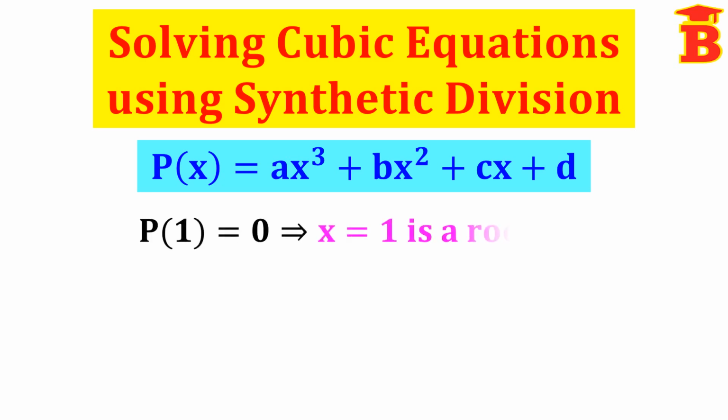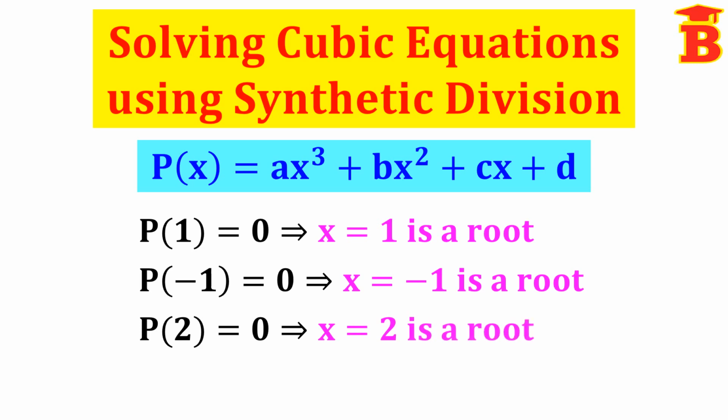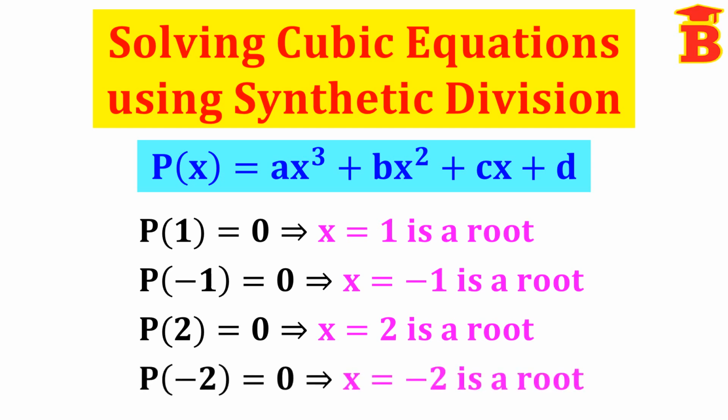If P of 1 equal to 0, then x is equal to 1 is a root. That means if we put x is equal to 1 here and if we get the answer 0, then x is equal to 1 is a root. Similarly, P of minus 1 equal to 0, then x is equal to minus 1 is a root. And also if we put x is equal to 2 and if the answer is 0, then x is equal to 2 is a root. And also P of minus 2 equal to 0 means x is equal to minus 2 is a root.